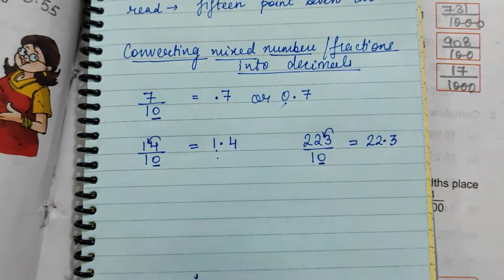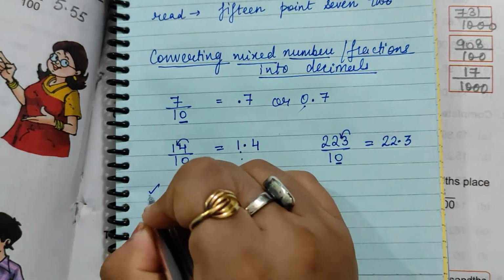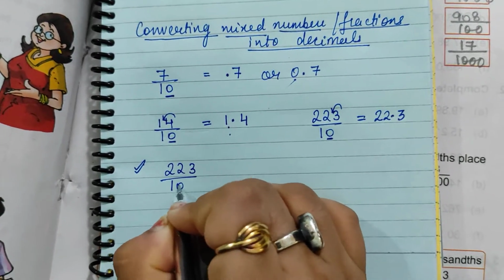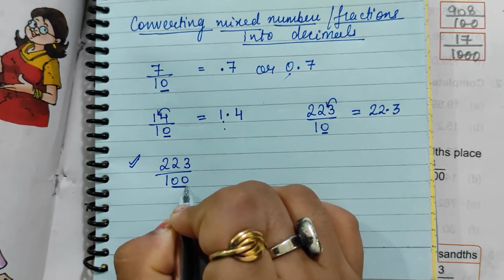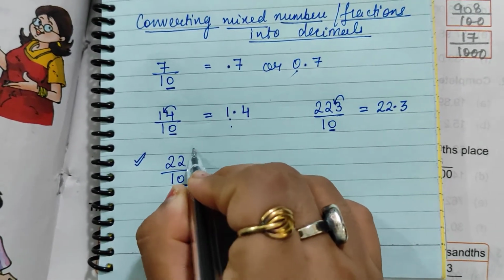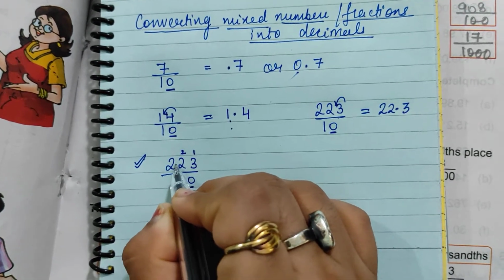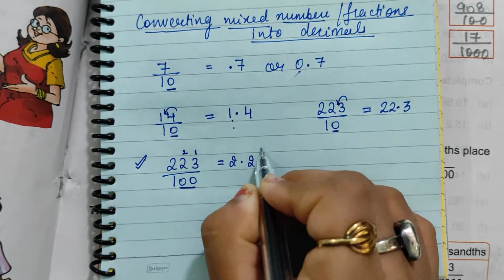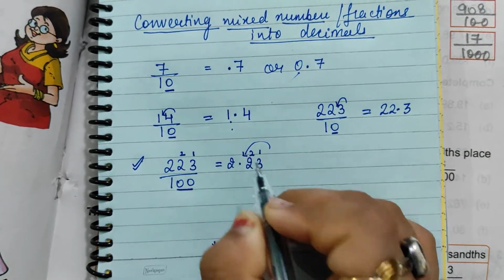Okay, so now today we will start with hundreds place. Suppose the same number 223 I have given you for 100. There are 2 zeros in 100. So we will count two digits, first digit, second digit, we will put decimal here. So answer will be 2.23. You will count two digits, first digit, second digit, you will put decimal here.